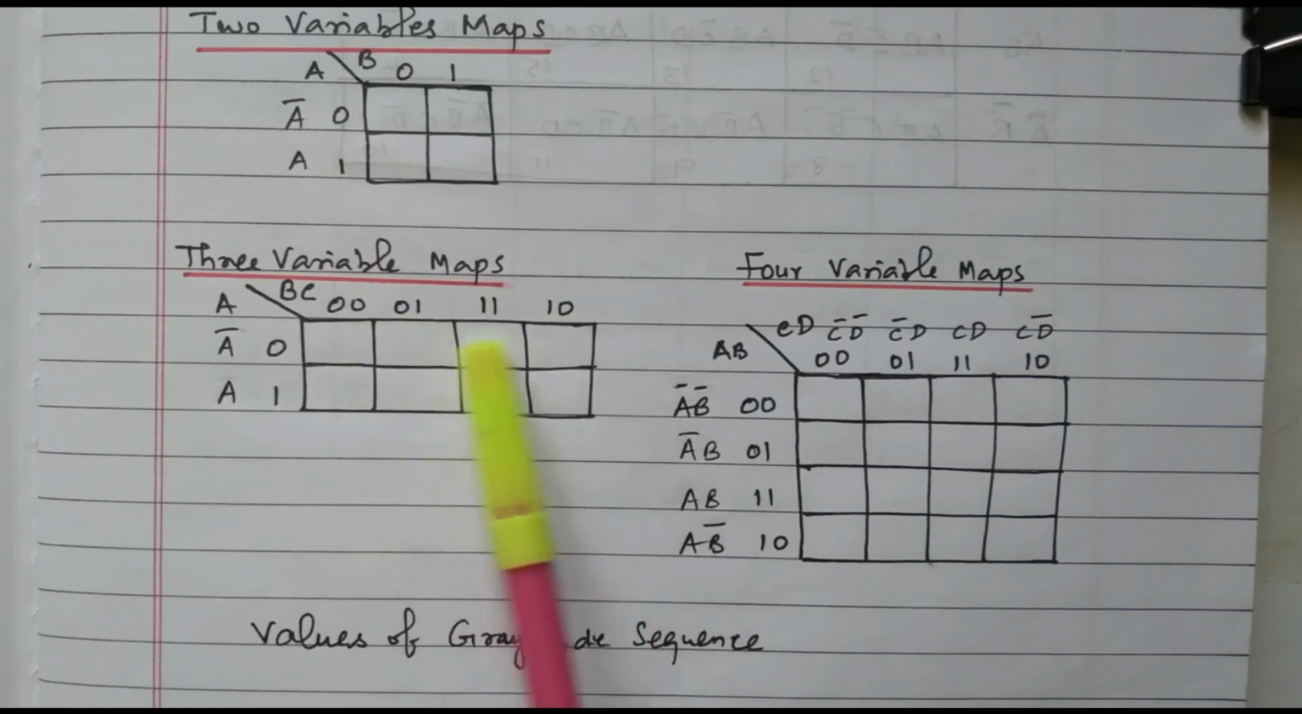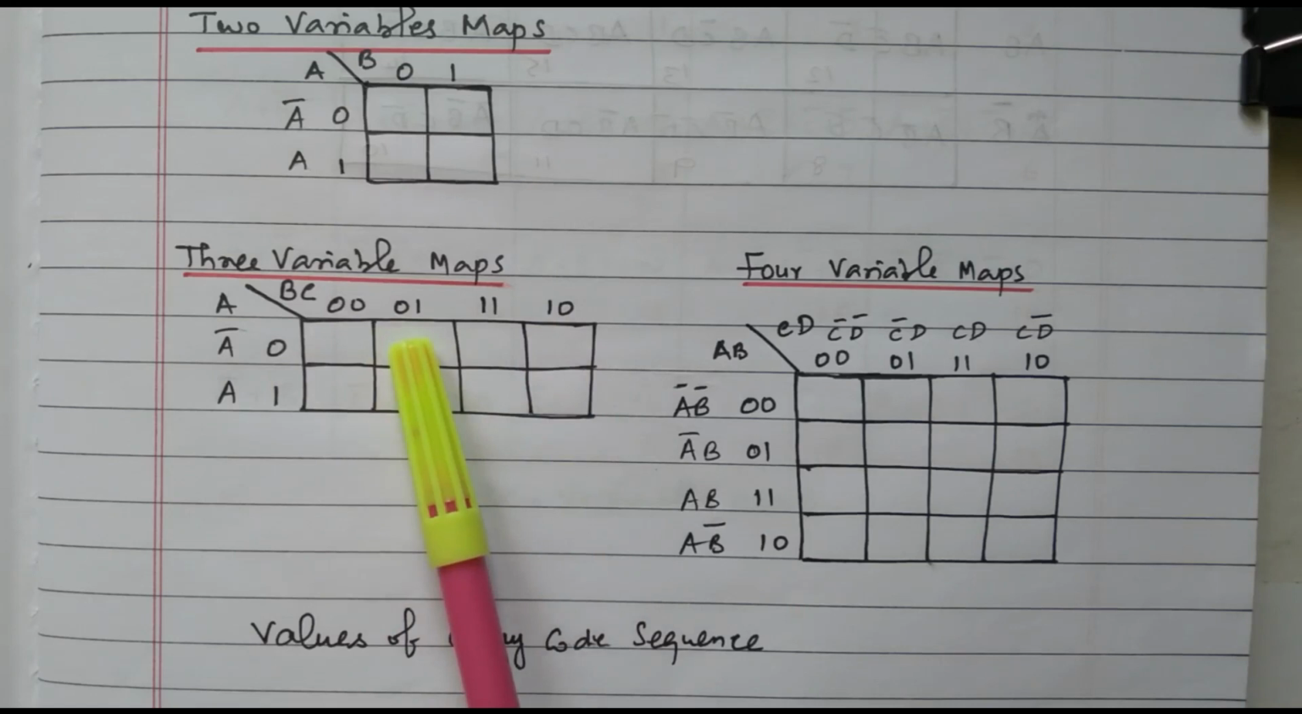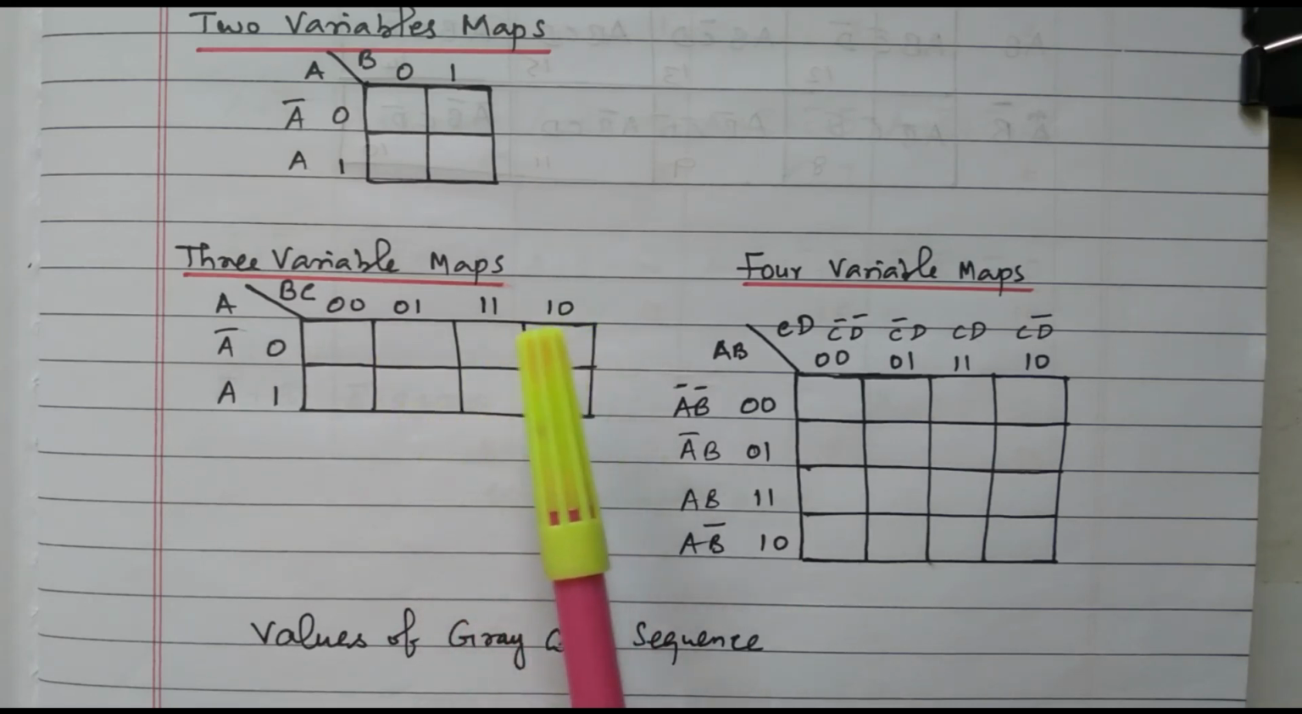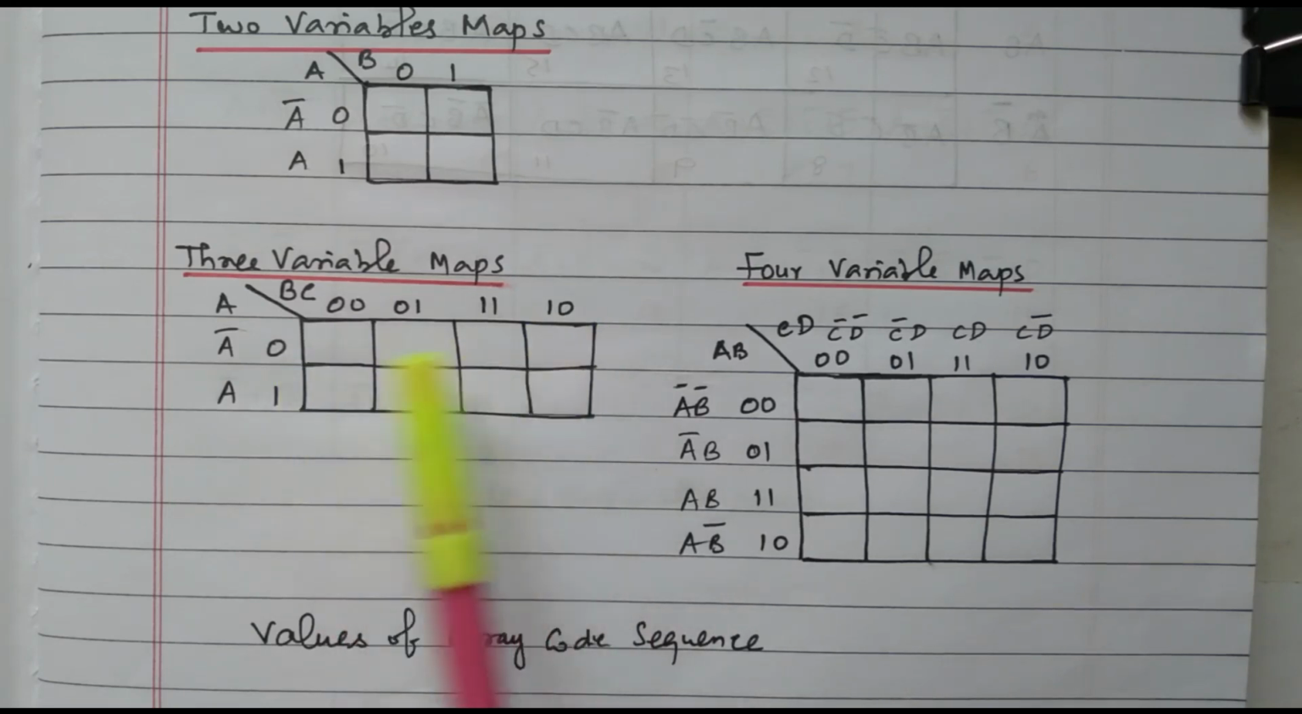So there is always a change in the order: 0 0, 0 1, 1 1 is given in the third column, and 1 0 is given in the fourth column. There is a change in the third and fourth columns, right?